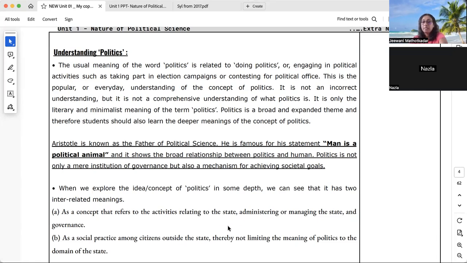On the other side, it is a social practice among citizens. So the second meaning includes citizens as well. The first meaning does not include citizens. It looks at politics only from the state point of view: administration and managing the state. But the second meaning, it's a social practice practiced by citizens outside the state, not limited to the domain of the state. So in the second meaning, politics is not limited to the domain of the state and is practiced outside the state as well. Did you understand?